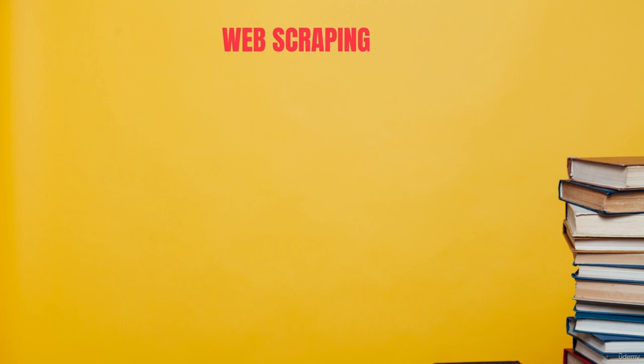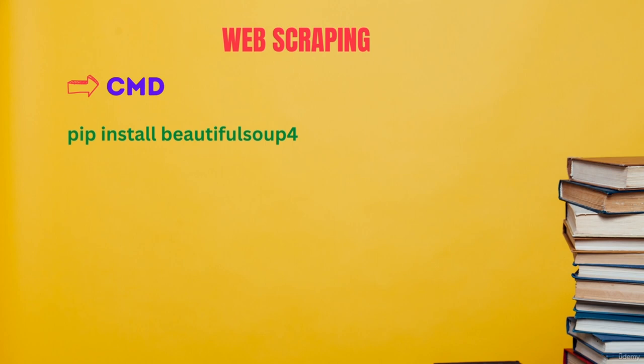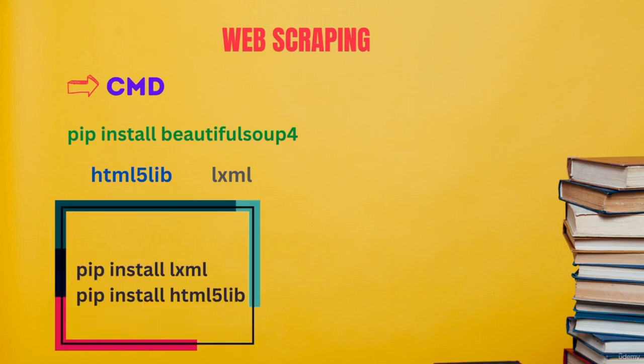To do so, go to the CMD and type pip install Beautiful Soup 4 and hit enter. After that, you can also install some third-party parsers like HTML5lib or LXML. To do so, type this command separately and hit enter each time. These are called parsers, which parse the HTML document so that Python can read them. Beautiful Soup also supports Python's default HTML parser.